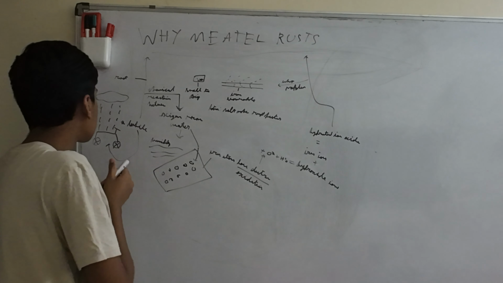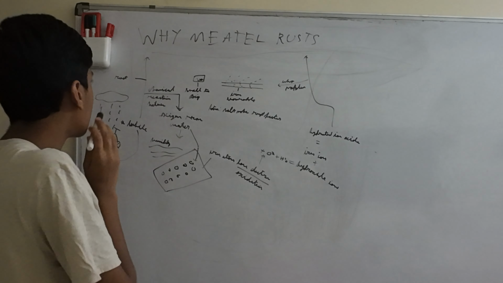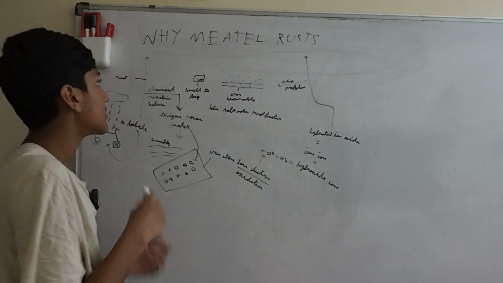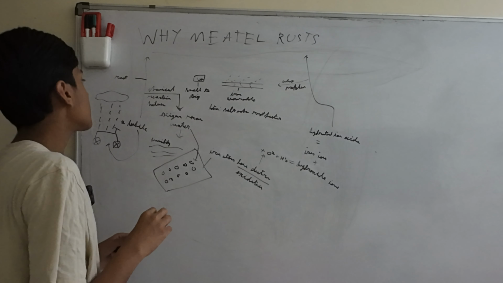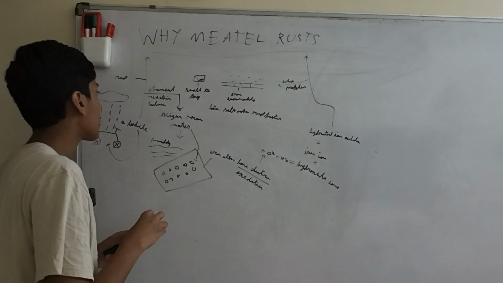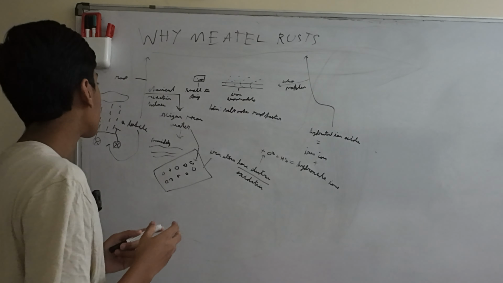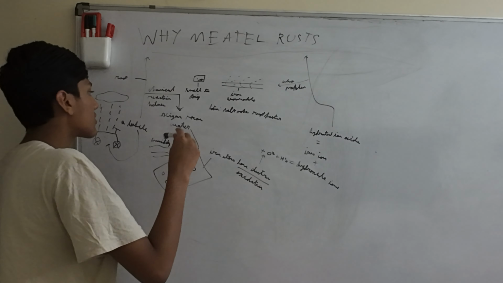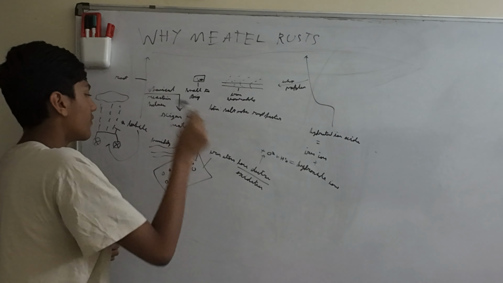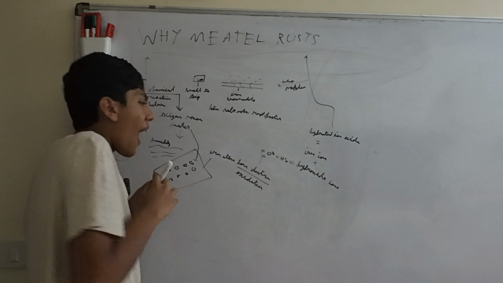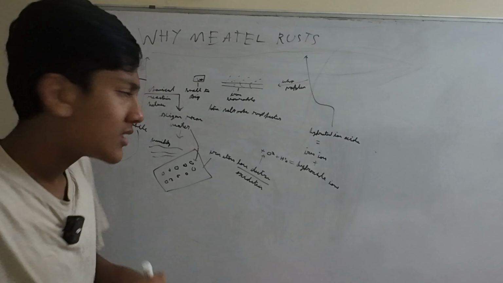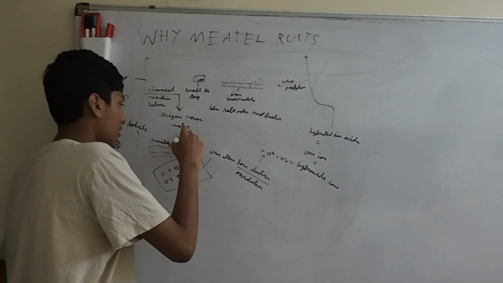But why does your bike make rust? Why does metal rust? Well, rust is basically a chemical reaction between oxygen, iron, and water. These three alone create rust. How? Well, step one goes like this.